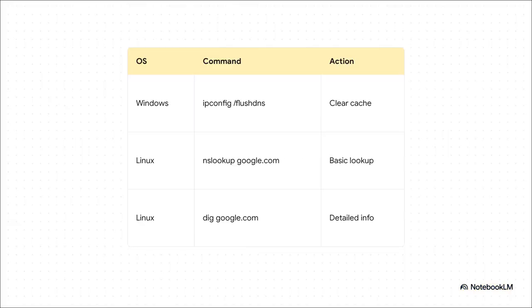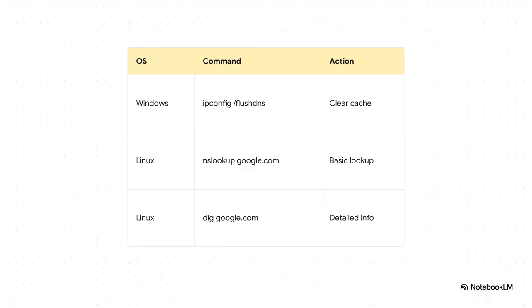Now, what's really interesting about this slide is how troubleshooting tools change completely depending on the operating system you're actually working from. If a user on a Windows machine complains they can't reach a website, their computer might just be holding on to an outdated cached IP address. The essential command there is ipconfig /flushdns. That wipes the cache clean and forces a brand new lookup.